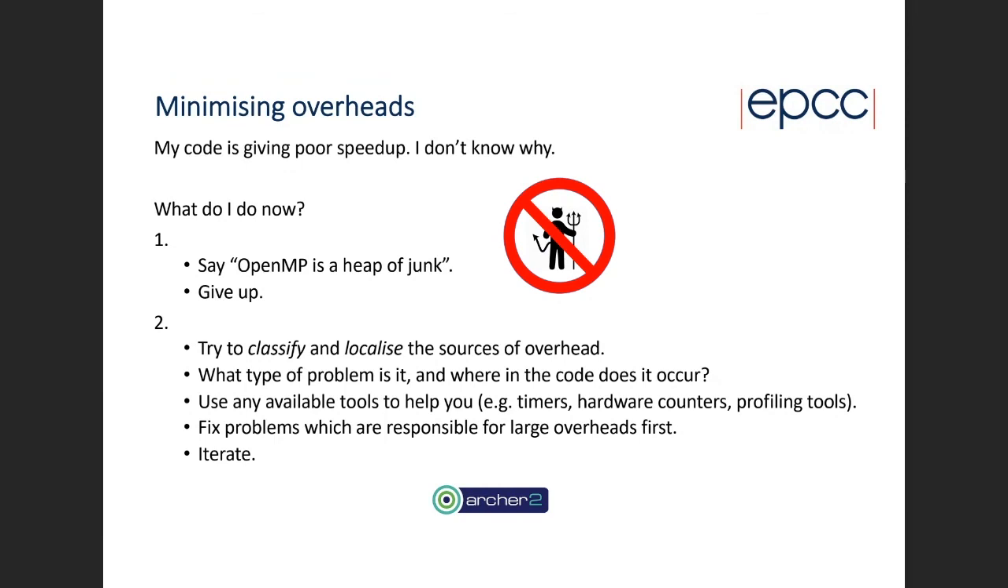A strategy that I think is helpful here is to try to classify and localize the sources of overhead. So which one of those 6 problems is hurting you, and where in the code is it happening? If you can figure that out, then you have a fighting chance of targeting code optimizations to make progress in performance. So basically, what type of problem is it, and where's it happening? Obviously, it's helpful to use available tools: timers, hardware counters, and profiling tools can try to help you nail some of those things down. And then, as with any profiling, fix the problems which are responsible for large overheads first, and then iterate.